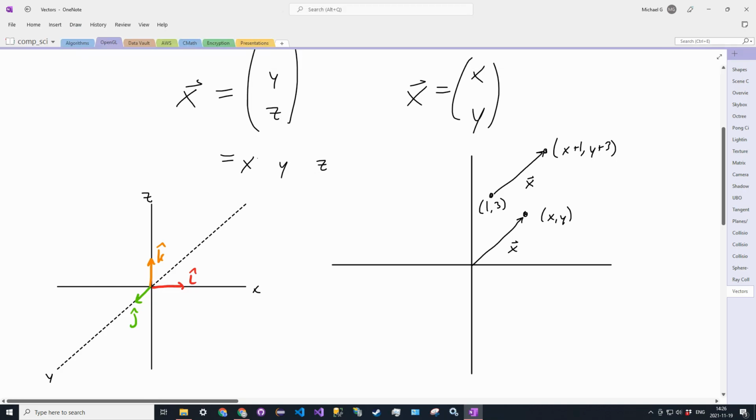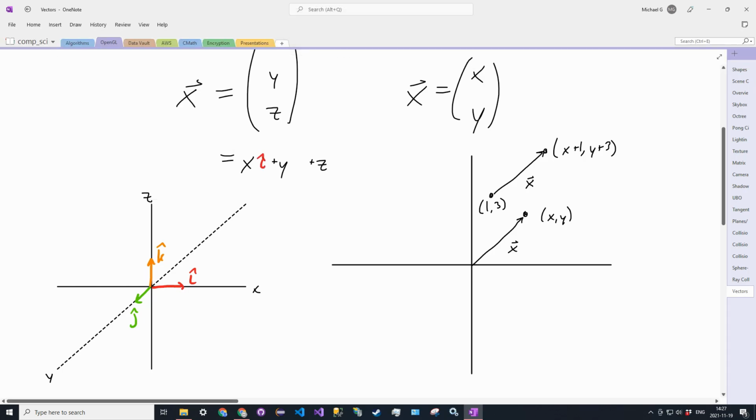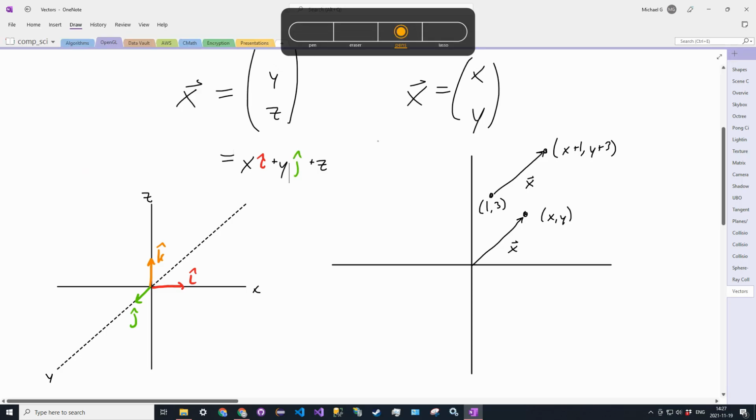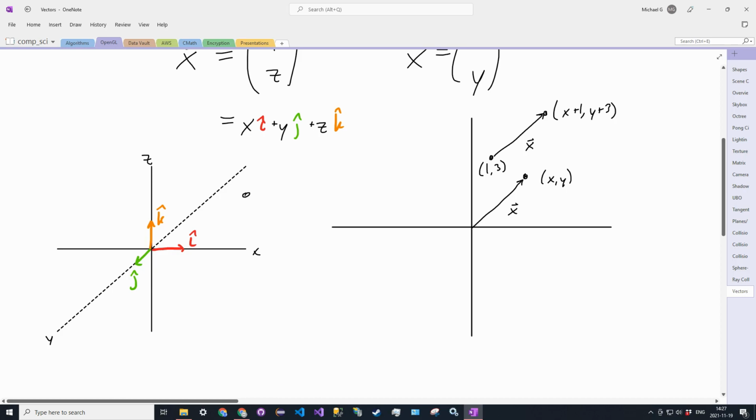Each coordinate is now just the multiplication of some magnitude by these vectors. So x i hat represents x units in the x direction, y j hat represents y units in the y direction, and z k hat represents z units in the k hat direction, or along the z axis. If we had a point out here, the vector would be like that, and that would go to our point x, y, z. That's if we're using vectors to represent coordinates. You can also use them to represent other things, and we'll get to that later on.